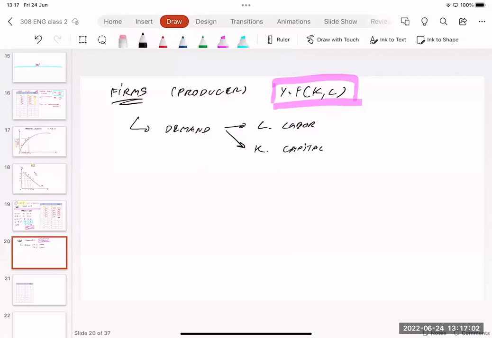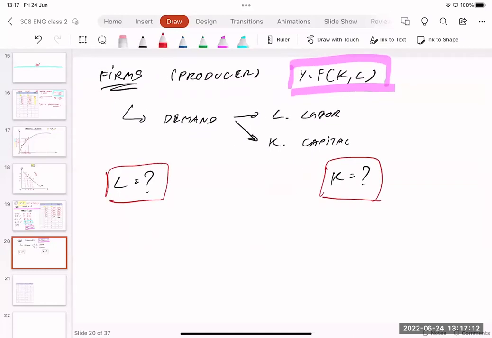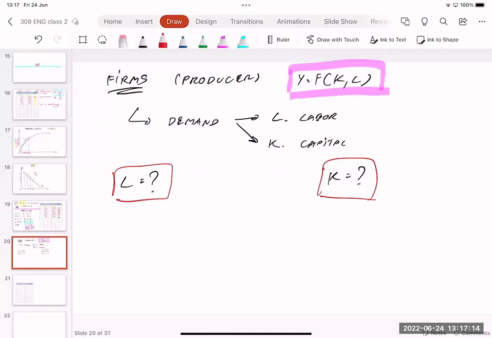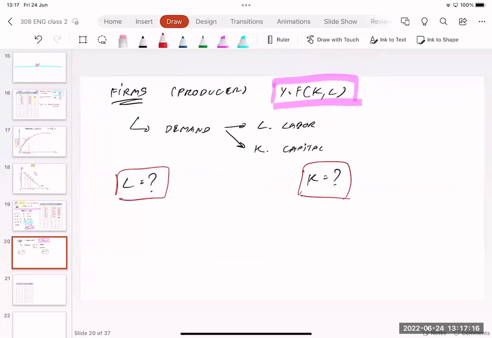So how much labor are they going to hire? How much capital are they going to lend? The way of thinking is the same. They're going to hire more and more labor until the benefit equals the cost. Same thing with the capital: they're going to keep lending capital until the benefit equals the cost.